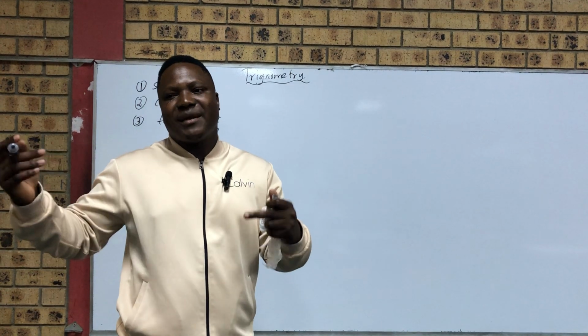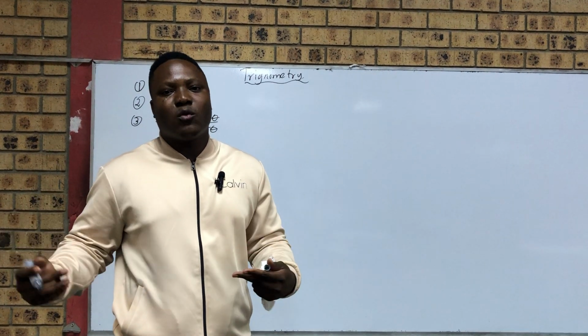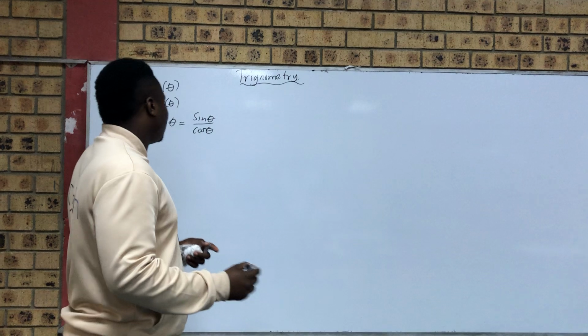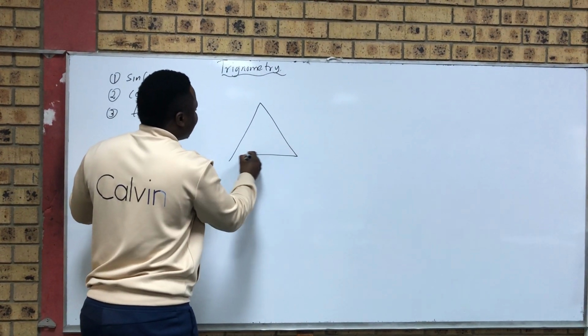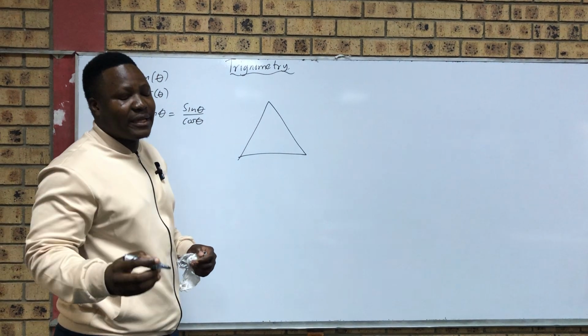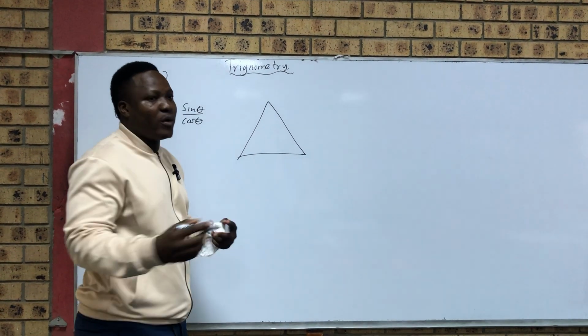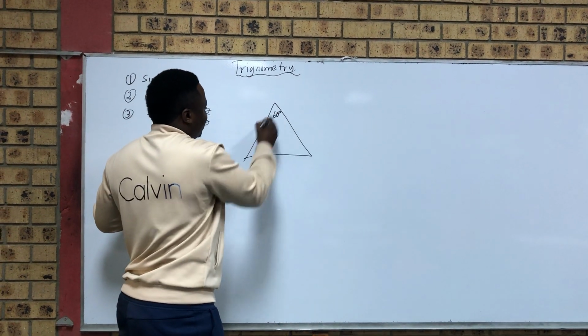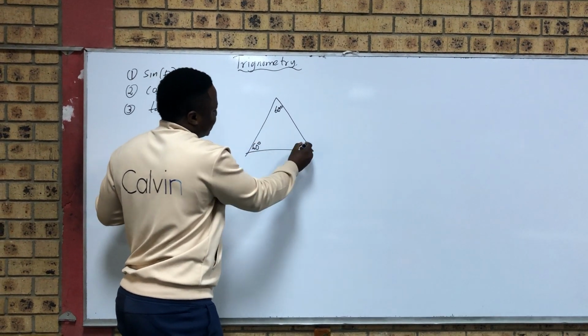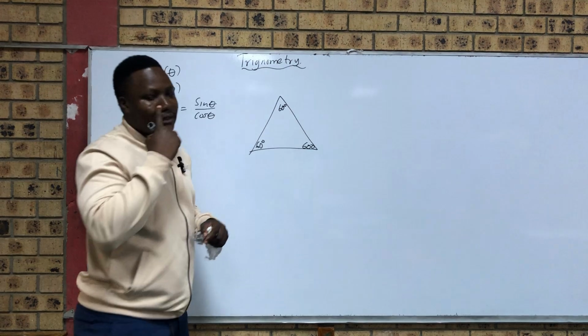So I will start by defining special angles that are less than what? 90. So to do that, you need an equilateral triangle. An equilateral triangle is what? It is this triangle whereby all angles are equal to what? 60. Then you will have 60 degrees and 60 degrees and 60 degrees like that.